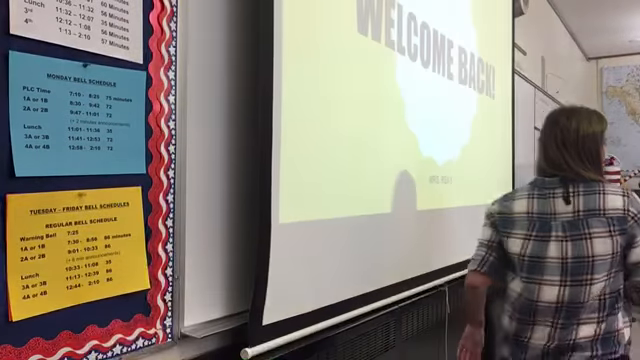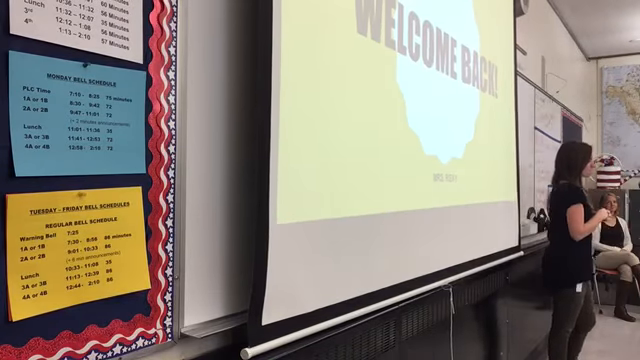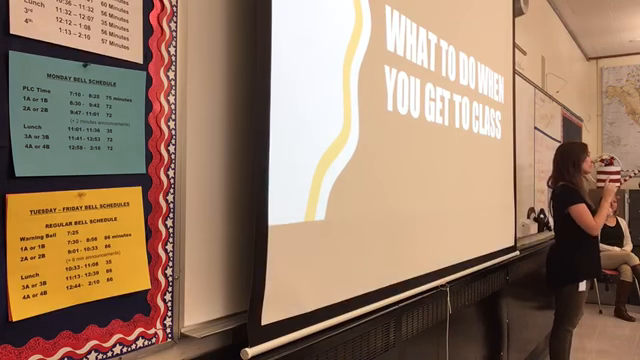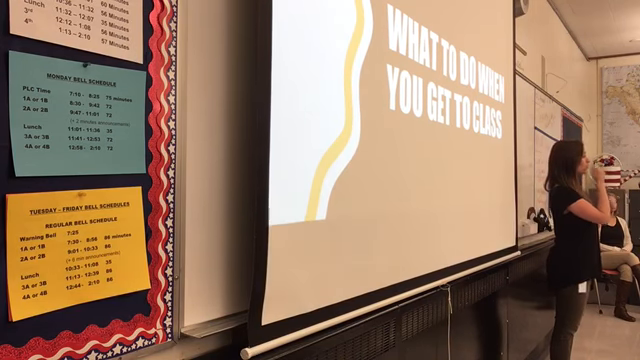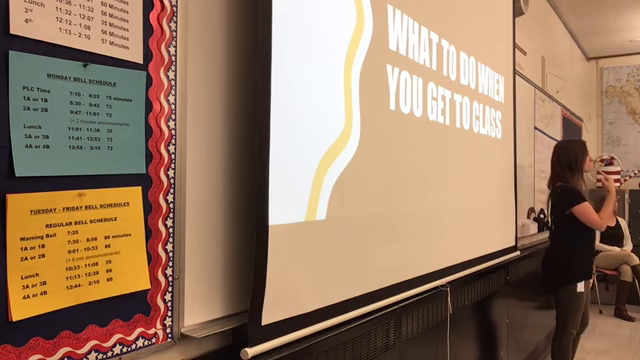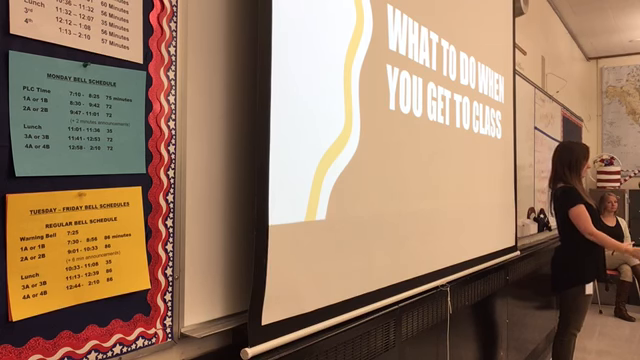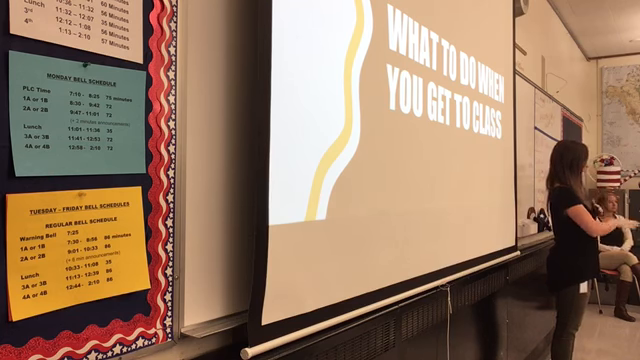Okay. Anyways, so first off, what to do when you get to class. As you come into the door, you're going to notice a couple of things. First off, right over there where it says AP US History, that is your materials for this class. Those materials are what you grab every single day as you come into class. So we're going to practice how you would get it.